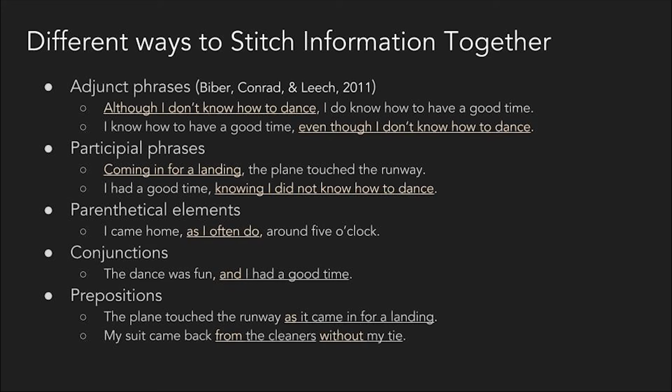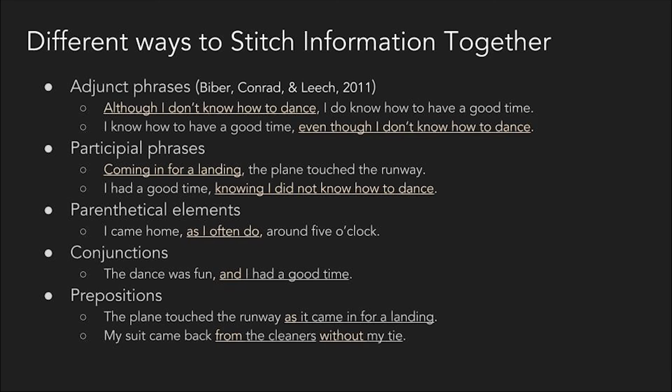Under conjunctions, we can see that coordinating conjunctions like and, but, or are really handy at linking ideas. Remember, what is linked can be independent or dependent. In this example, both linked ideas are independent. What conjunction you pick indicates the relationship between the two ideas.